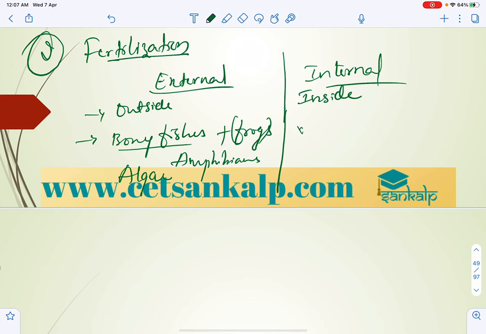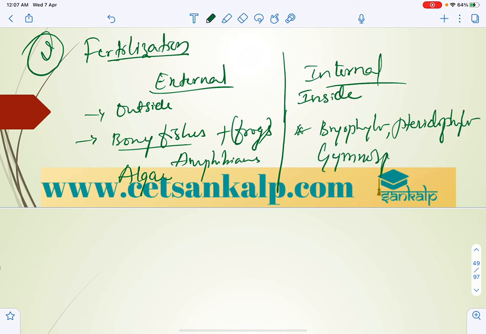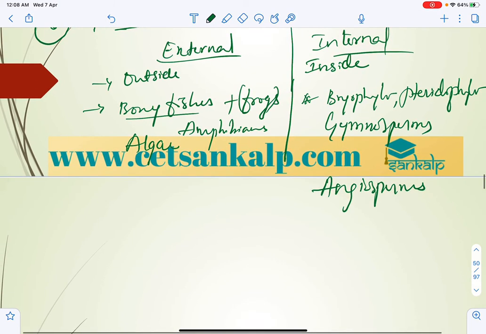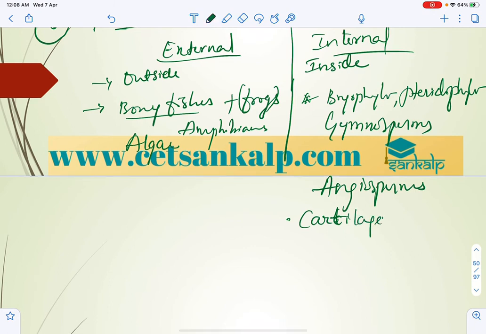Here, even though they use water as a medium, it includes the bryophytes, pteridophytes, gymnosperms, angiosperms, and along with that higher animals. So reptiles, birds, and here we write cartilaginous fishes. This is very, very important. Cartilaginous fishes are an example of internal fertilization.